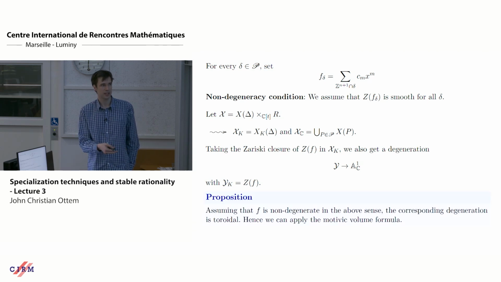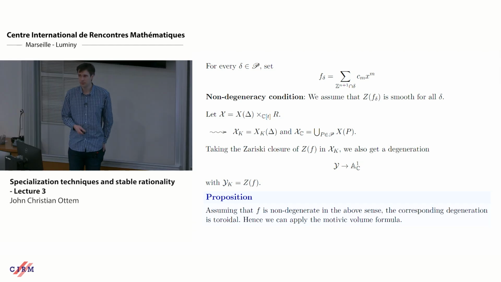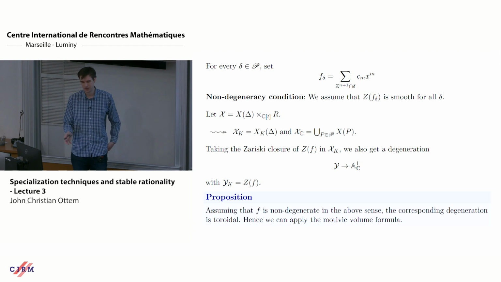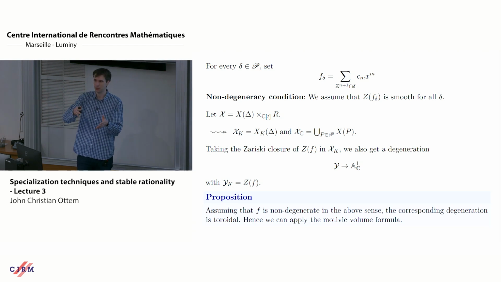Yeah, so now we have a degeneration of hypersurfaces inside the toric variety. It's really nothing more than that. We know how to degenerate toric varieties, and if we take a hypersurface in the special fiber, we can just take the Zariski closure in the special fiber. But we use this non-degeneracy condition, which is important.